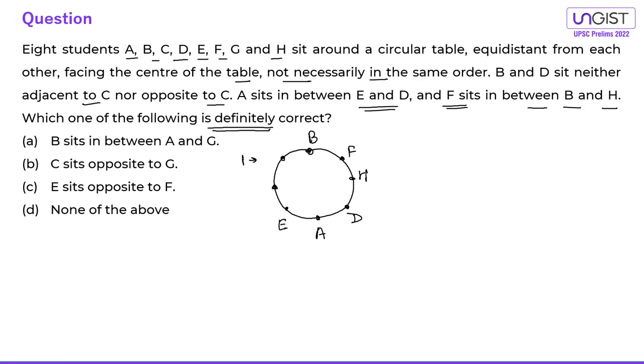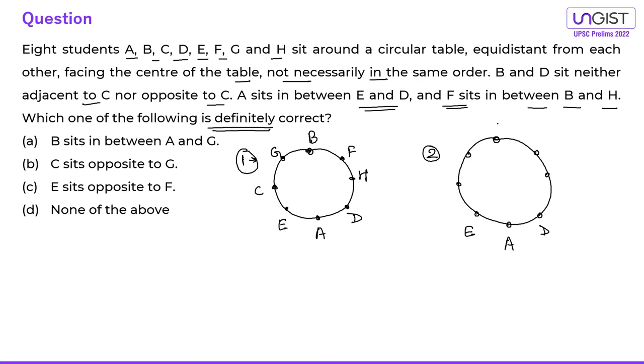And after that, B and D are neither adjacent to C nor opposite to C. So here, C will be here and obviously G will be here, right? So this is the first seating arrangement that we have got from the given information. Now the second seating arrangement is 1, 2, 3, 4, 5, 6, 7, and 8. The question says A sits between E and D.